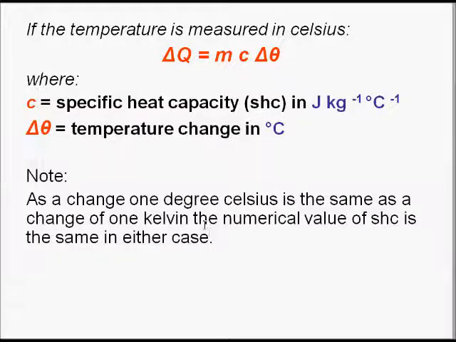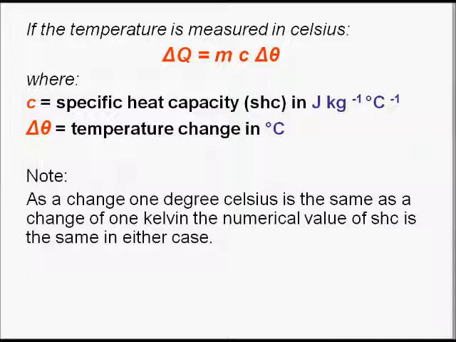If the temperature is measured in degrees Celsius, the specific heat capacity is in joules per kilogram per degree Celsius, or joules per kilogram per Kelvin. They're interchangeable. So how much energy is required to increase 1 kilogram of this iron or of this copper by 1 degree Celsius?